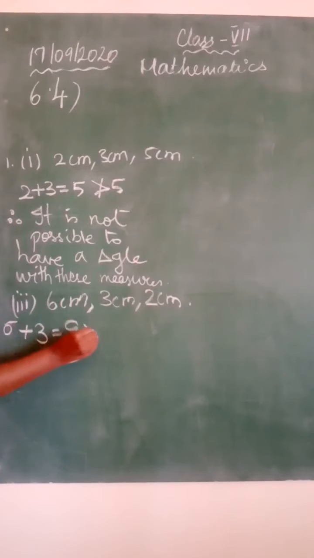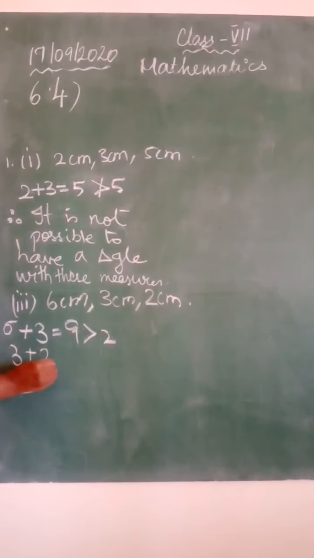9 is greater than 2. Okay, this is correct. Next, we will come to the next one. 3 plus 2 equal to 5. Is it greater than 6? No, it is less than 6. Okay, so always the sum should be greater than the side that you have left out.